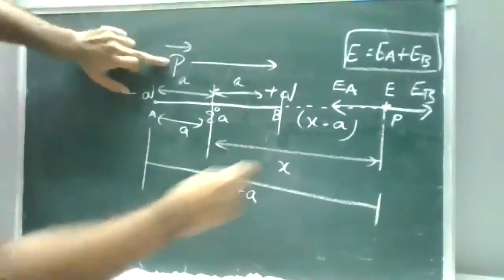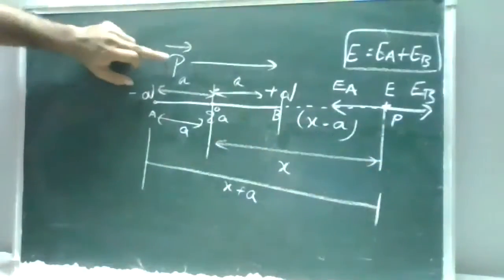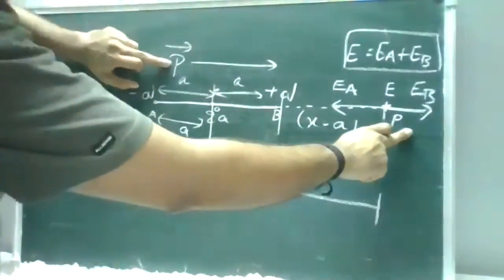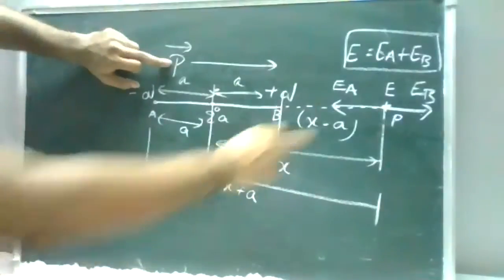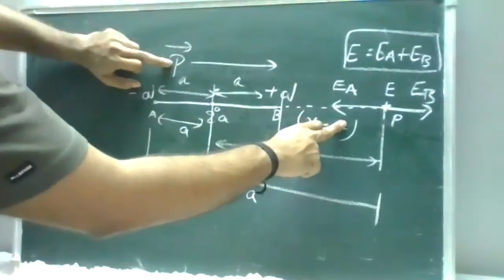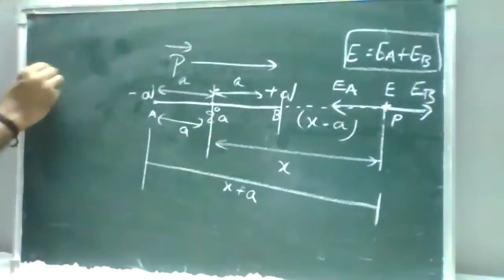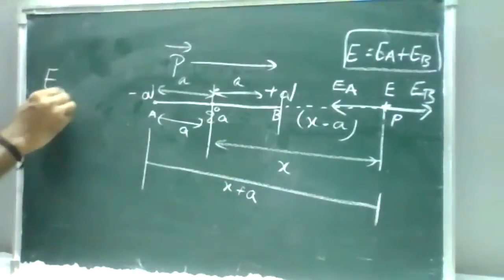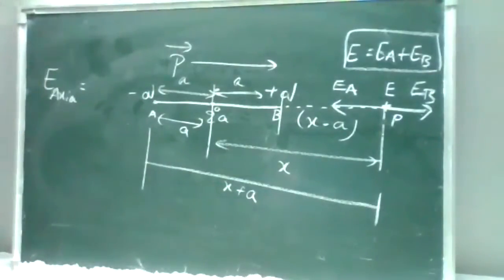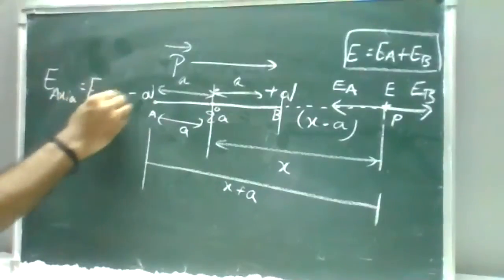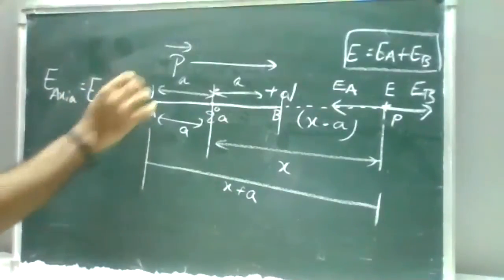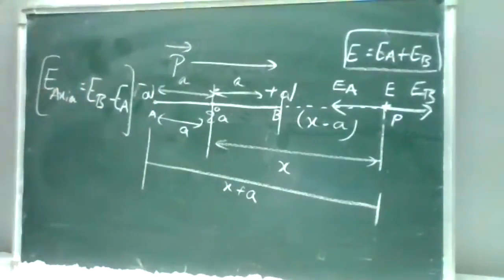So now the dipole moment direction, EA, EB direction. The dipole moment and EB are both in the same direction, so it is plus. The dipole moment and EA are in opposite directions, so it is minus. So the electric field at point B, we call it E axial, is equal to EB minus EA. This relation is very important. Now we have the electric field as EB minus EA. First we'll try to find what EA is.